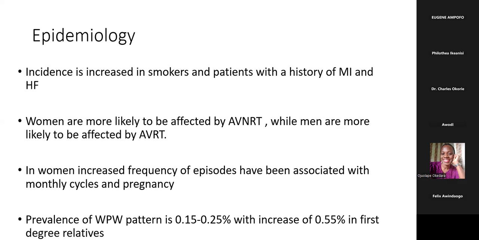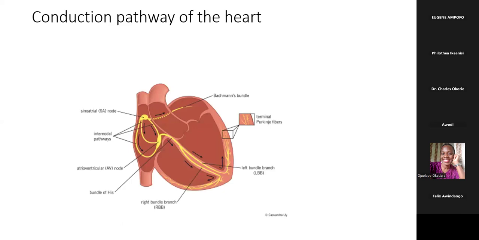Then the next slide is talking about the conduction pathway of the heart. As a brief summary, the SA node, we know, is the site of initiation of the electrical activities of the heart, which then moves down to the AV node, to the bundle of His, the left bundle branch and the right bundle branch, and finally to the terminal Purkinje fibers. This is the normal flow of electrical activity in the heart. So any form of obstruction at any point or aberrancy will give a disorganized electrical system.